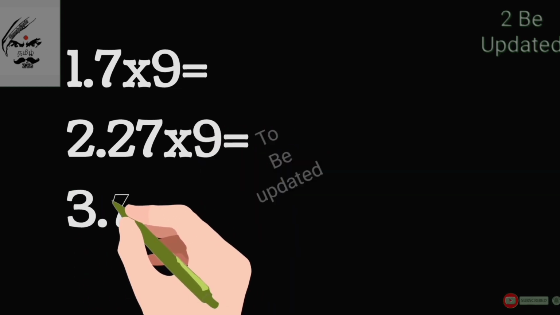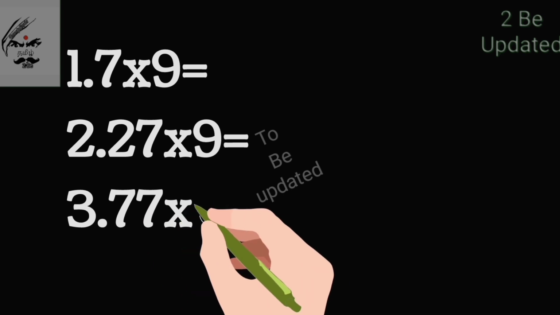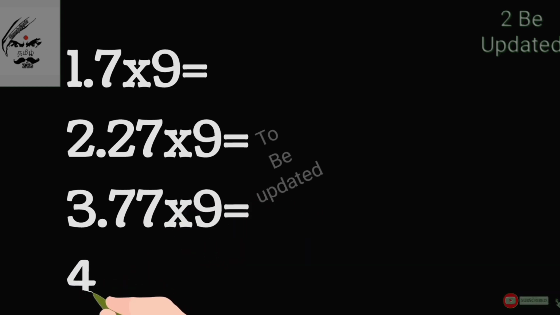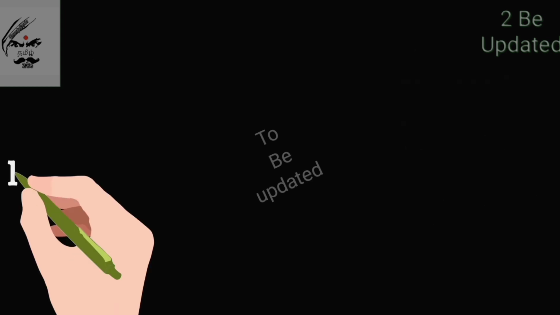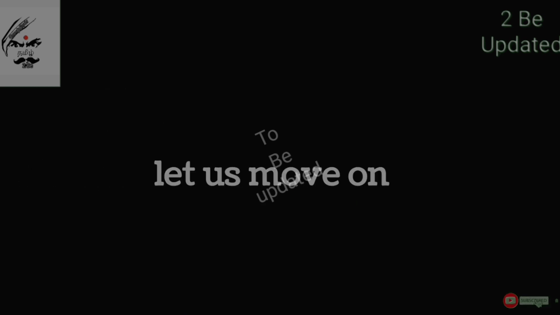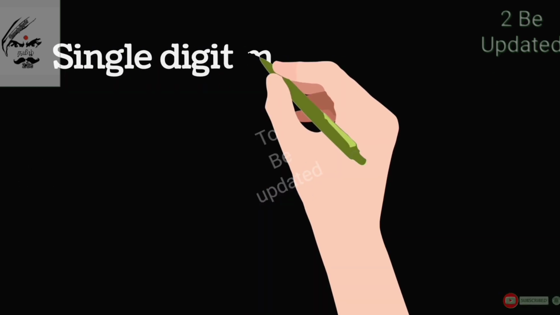The third part is where both numbers are the same. For example, 77 nines are. The last one is a 2-digit number where the first number is bigger and the second number is smaller. For example, 73 nines are. Since we divided into 4 parts, all the numbers from 1 to 100 are included. Let us move on. Now we are going to see a single digit number multiplied with 9.